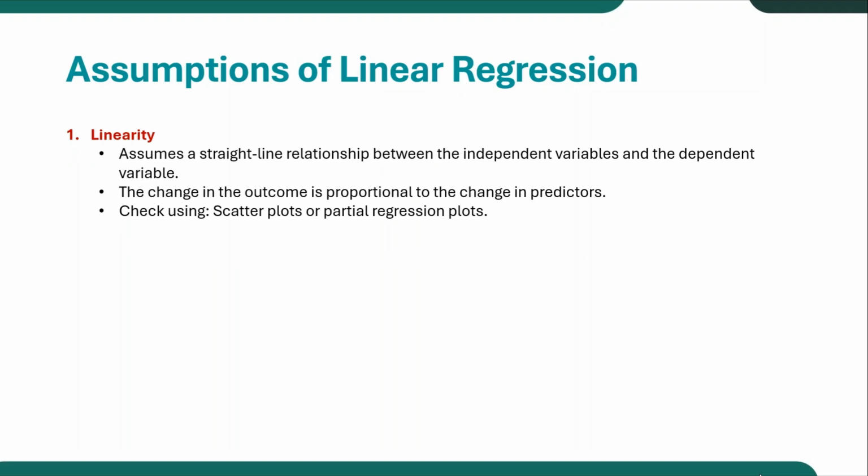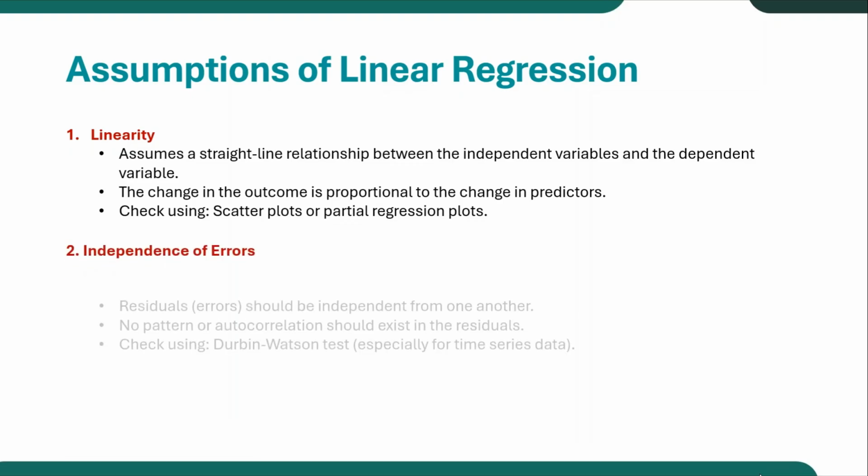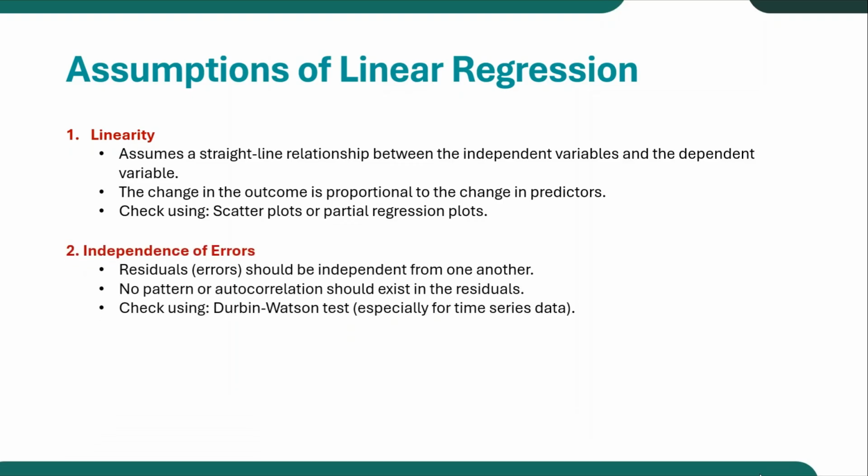To check this, we use scatter plots or partial regression plots to see if the data points roughly form a straight line. 2. Independence of errors. Next, the residuals or errors must be independent of each other. This means there should be no pattern or sequence in the error terms. For time series data, we often check this using the Durbin-Watson test to ensure there's no autocorrelation.